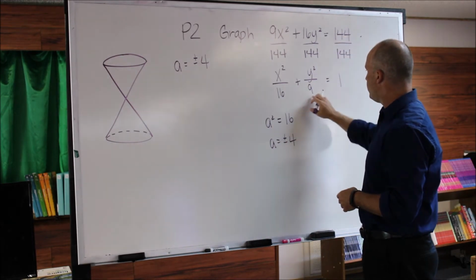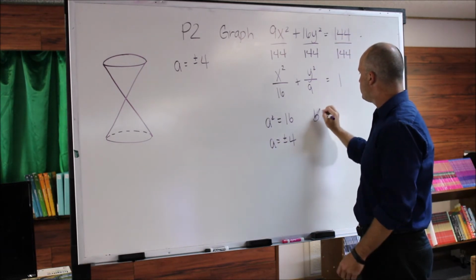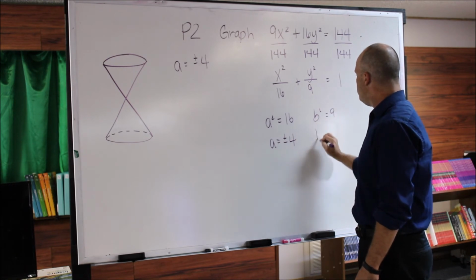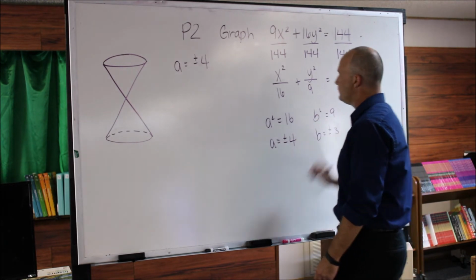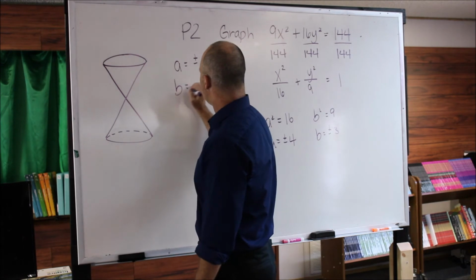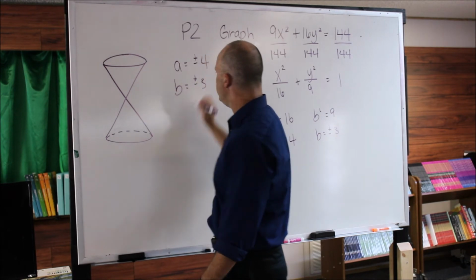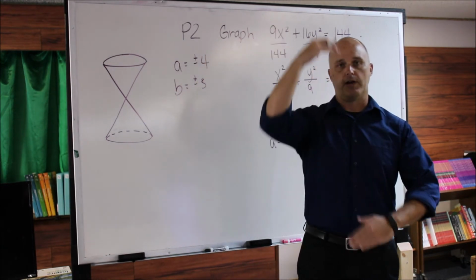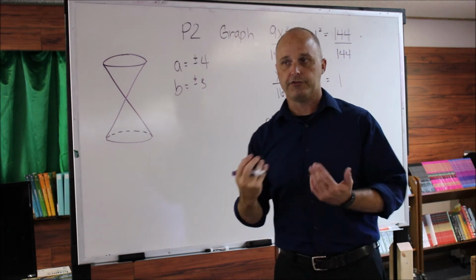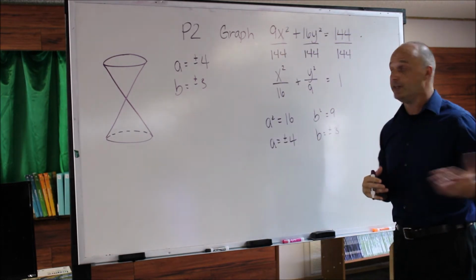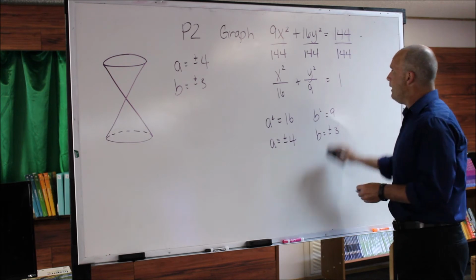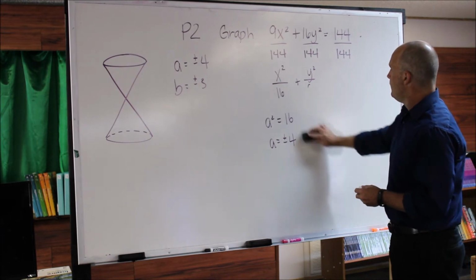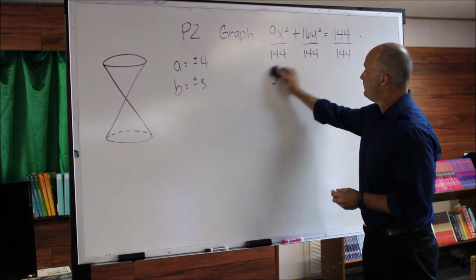Now for the y squared or the b squared here, we're going to go b squared equals 9, and so b is equal to plus or minus 3. So we go over here, and we're going to write down b is equal to plus or minus 3. This is going to be our vertical stretch away from the center of the circle, or I'm sorry, from the center of the ellipse.